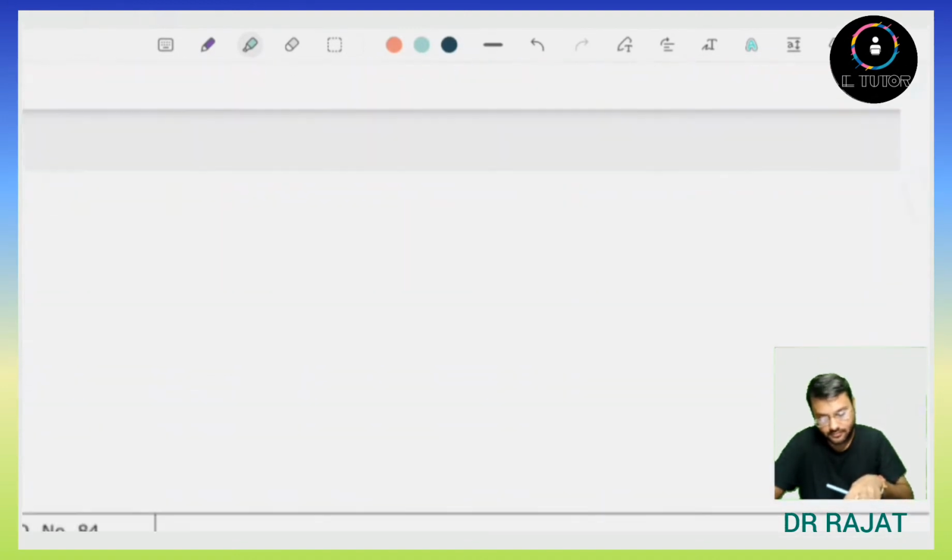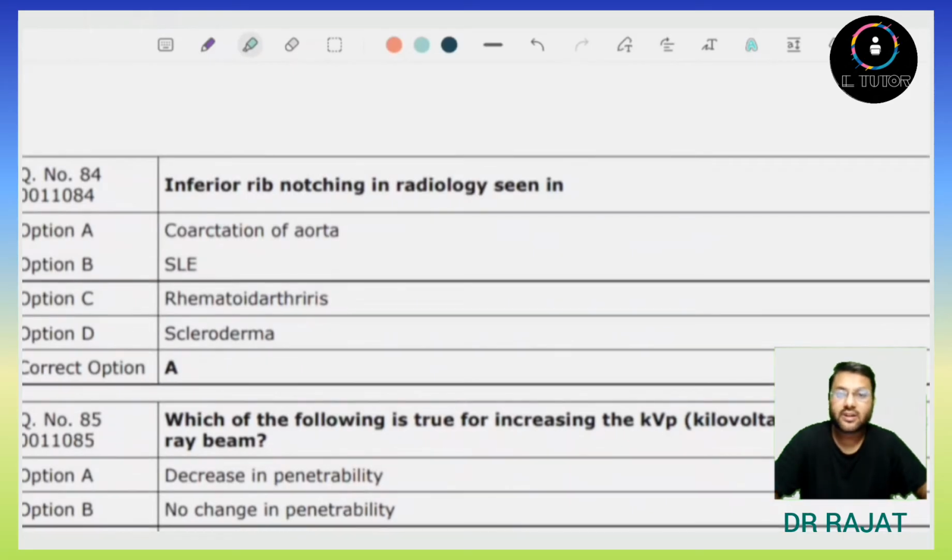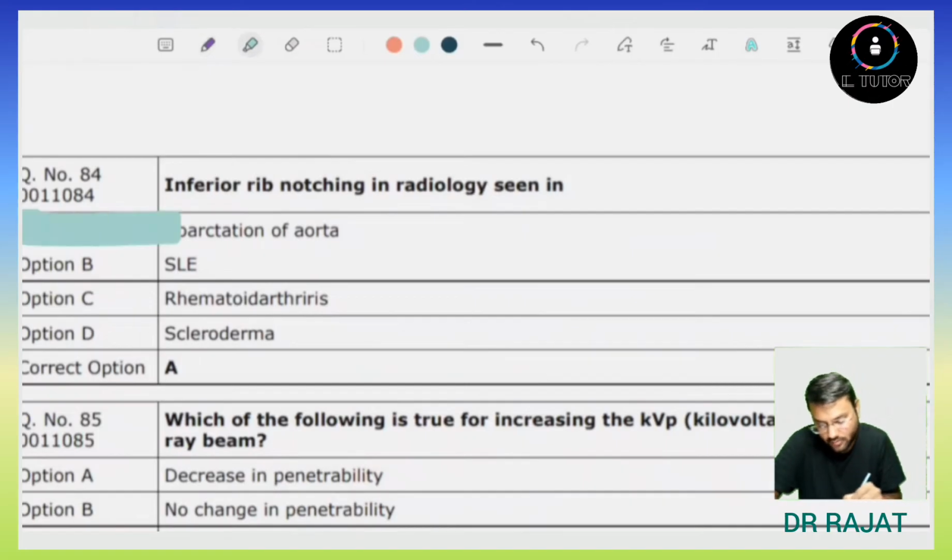Question is, inferior rib notching is radiologically seen in. So inferior rib notching is seen in coarctation of aorta. The answer will be option number A.